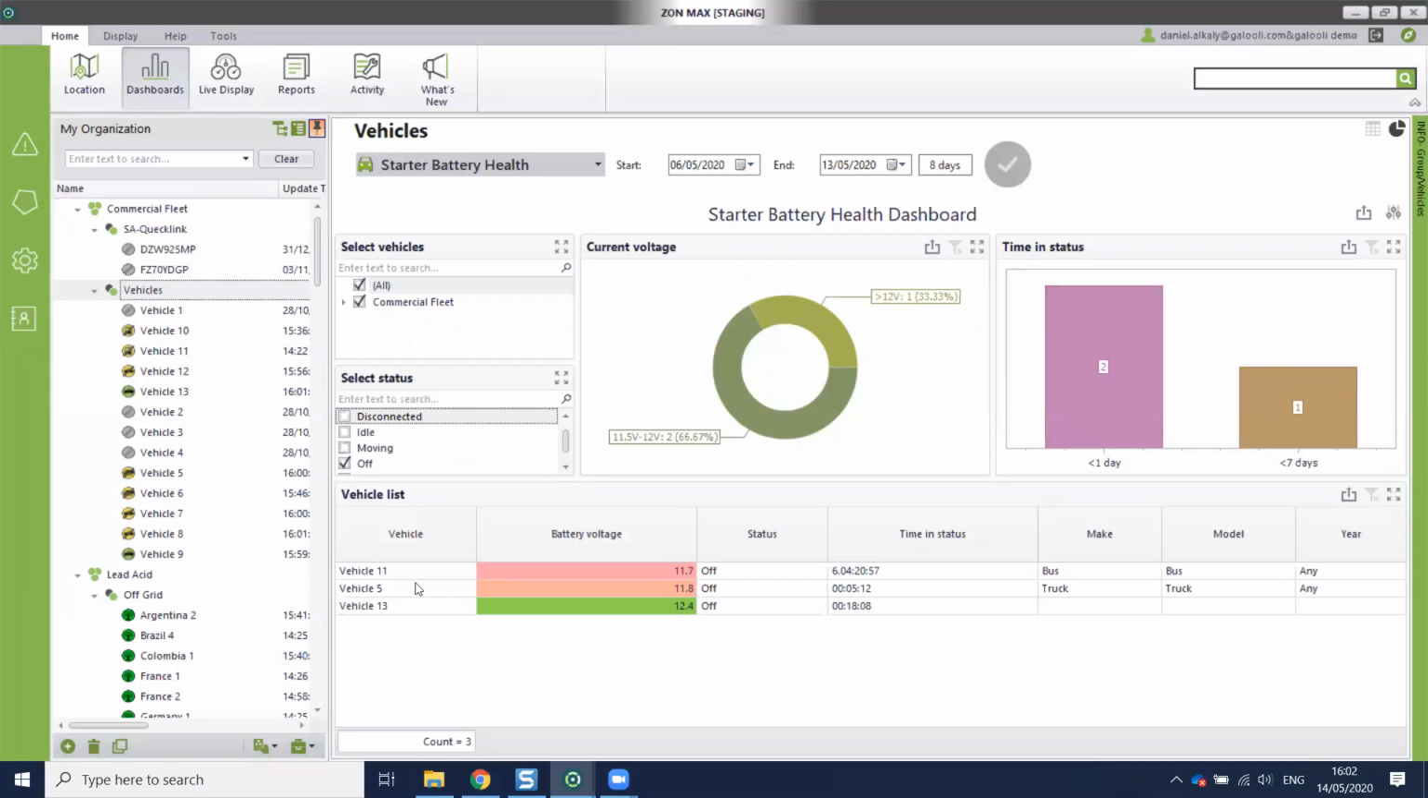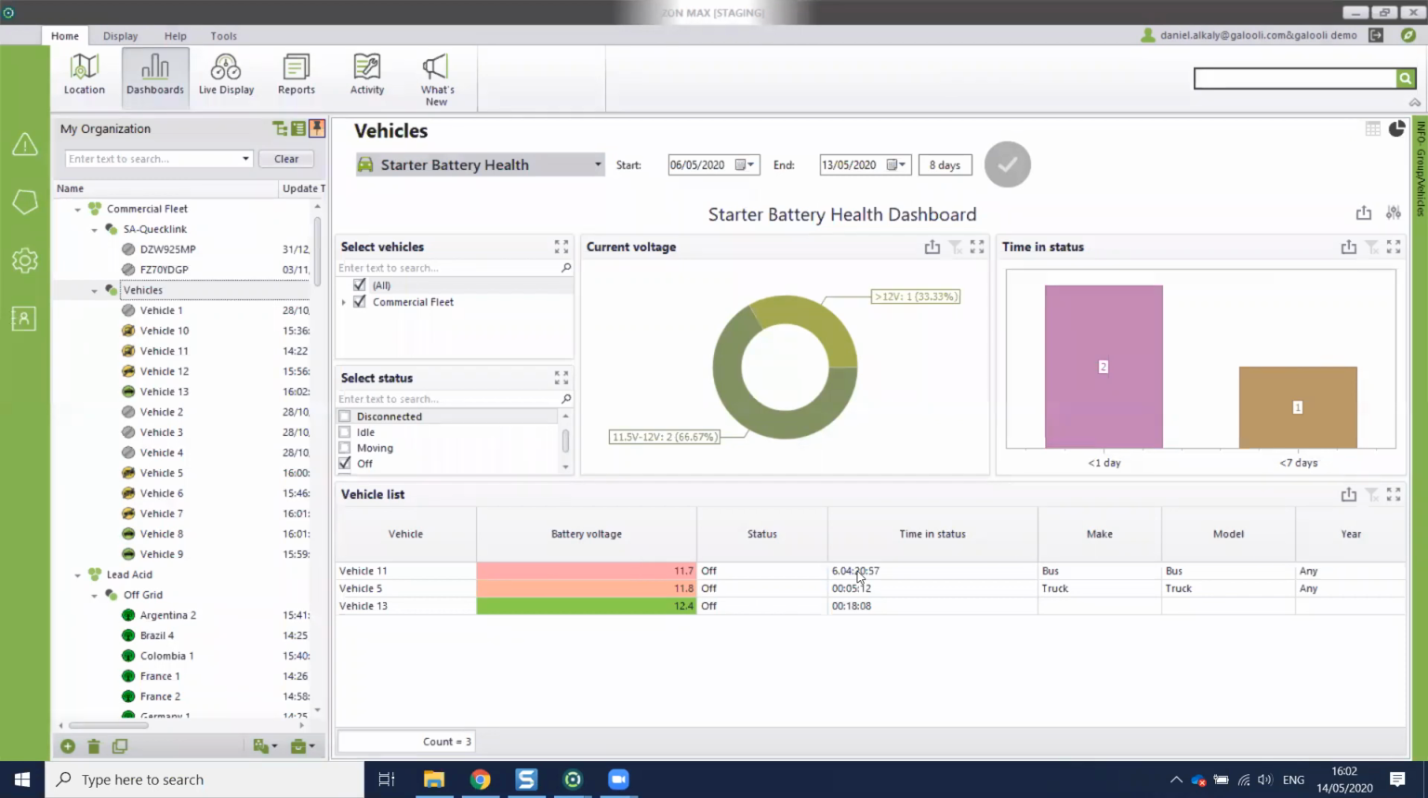And now, if I go down here to the bottom, I can actually see these vehicles. So we have one vehicle which is off, the battery is at 12.4, we're okay. Another vehicle, the battery is 11.8, we're still okay. And another vehicle where the battery is at 11.7, and this has been down for 7 days.